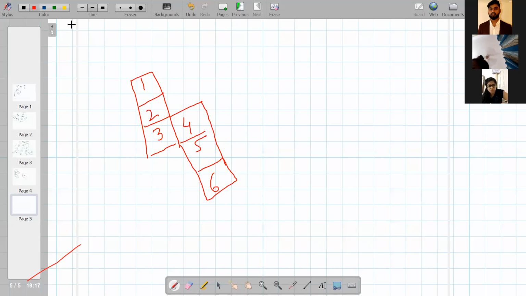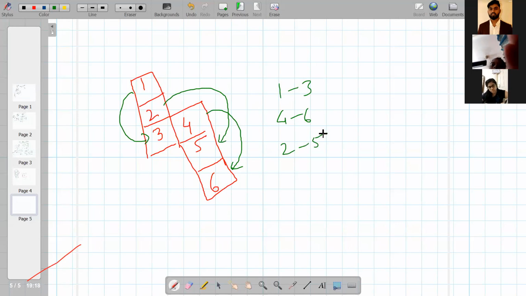All right. So in this case, what will happen? 1 and 3 again will be opposite to each other. 4 and 6 opposite to each other. Right. So similarly, we are left with what? 2 and 5. 1 and 3 opposite to each other, 4 and 6 opposite to each other, and 2 and 5 opposite to each other.